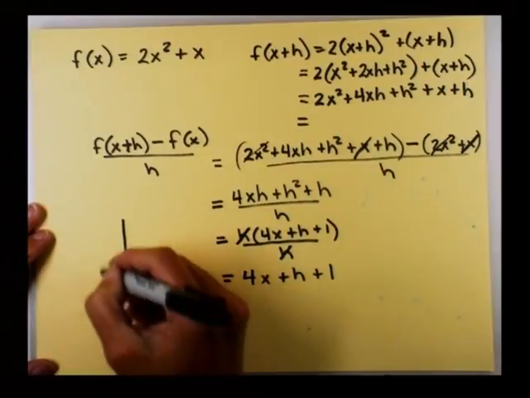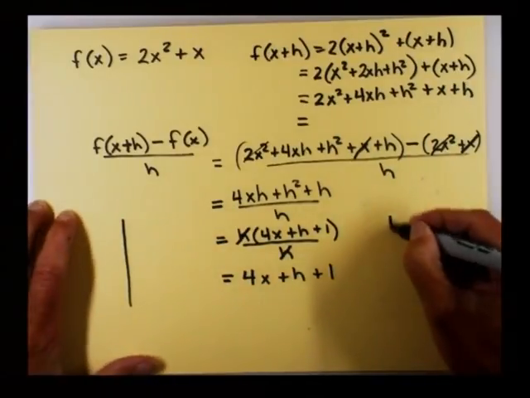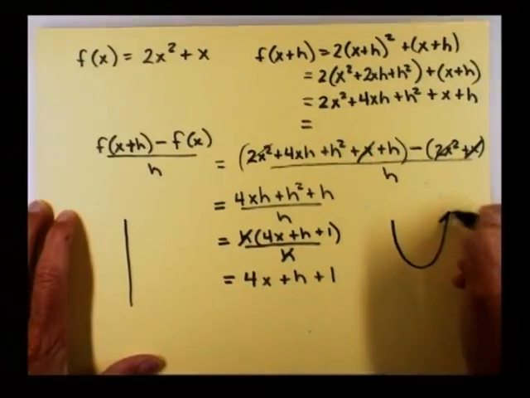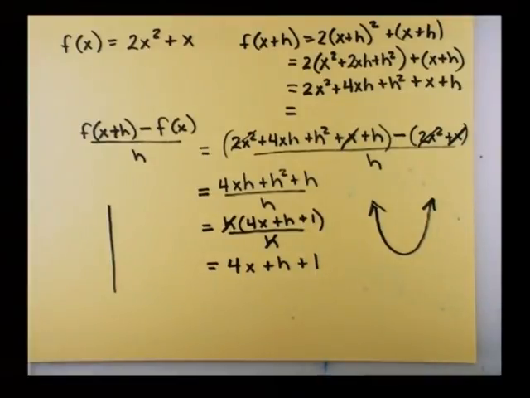Now, I want you to keep in mind what we had here was a 2x squared plus x. You should know that that means, we don't even need to graph them, just in general, let's come over here and look. We have a parabola. Okay? If I ask you to tell me the slope anywhere along the parabola, hopefully you'd be able to tell me that the slope is changing as we go across.